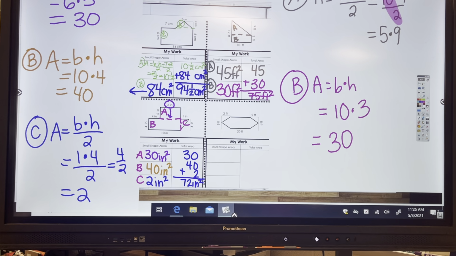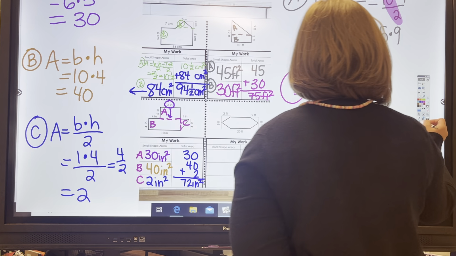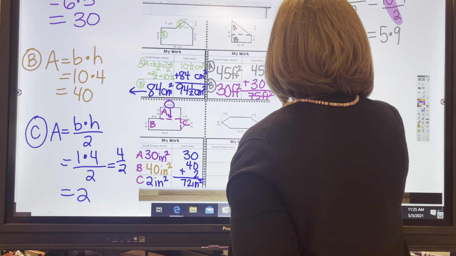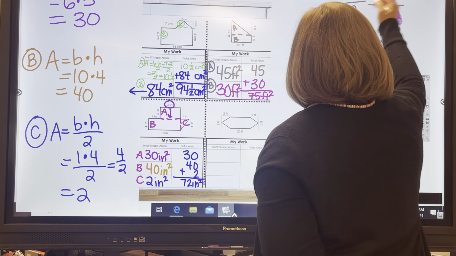All right, I want you to look at that last shape on the bottom right. I want you to break that shape apart into 3 shapes. I want you to break it apart and label it A, B, and C.